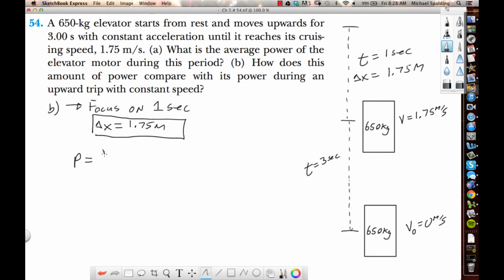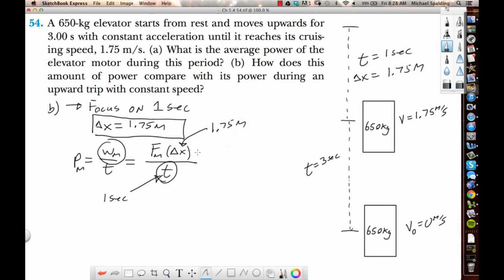If we look at this as power is work over time, so this is power of motor, work of motor. So what's the work equation? Work is force times displacement. We're focusing on a time. This time right here, what did we define time to be? We're going to say the time is 1 second. So what's the delta x going to be? 1.75. Now all we've got to do is find the force of the motor.